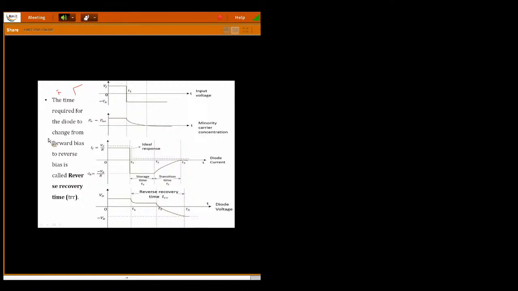Now we are discussing only the reverse recovery time. What is the reverse recovery time? The time required for the diode to change from the forward bias to the reverse bias. That is the reverse recovery time. Okay, initially this is my input voltage. This is the minority carrier concentration, this is the current flowing through the diode, and this is the voltage of the diode. I have chosen these four parameters. I am dividing into three time intervals, T1, T2, T3. Now at the T1 time interval, what is the status?